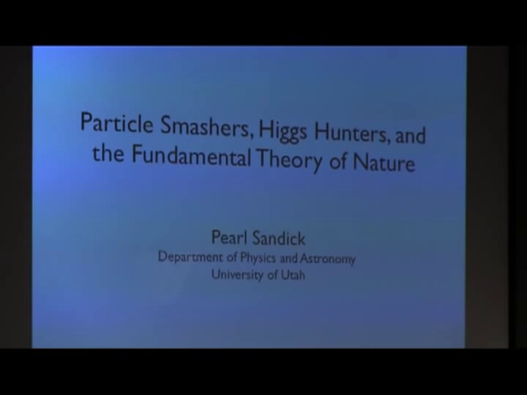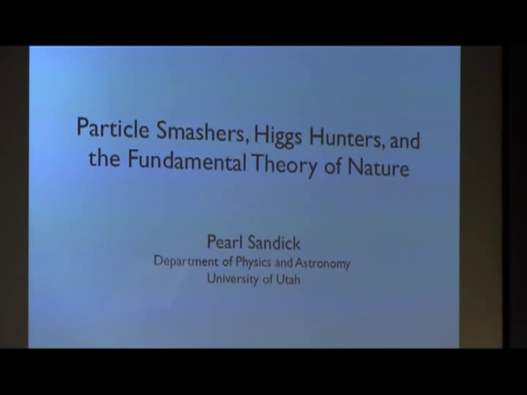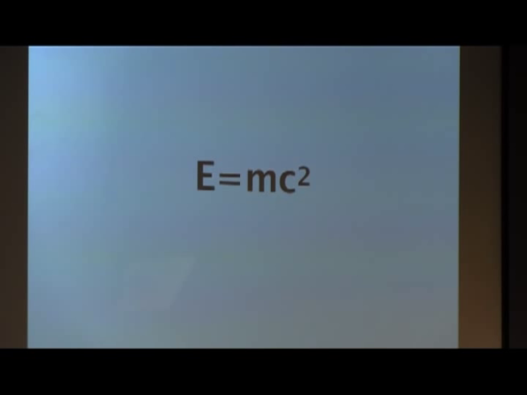So to start, I'm going to show you an equation that you've all seen before, E equals mc squared. This is Einstein's famous equation. It tells you that any particle that has mass has an energy associated with it, and that energy is the mass times the speed of light squared. C is the speed of light.